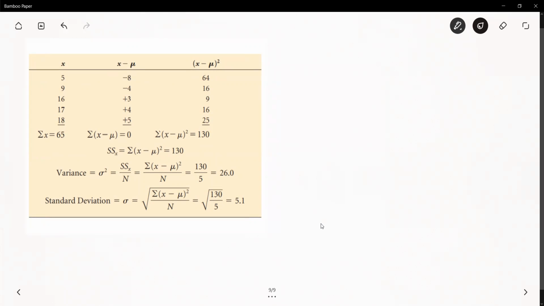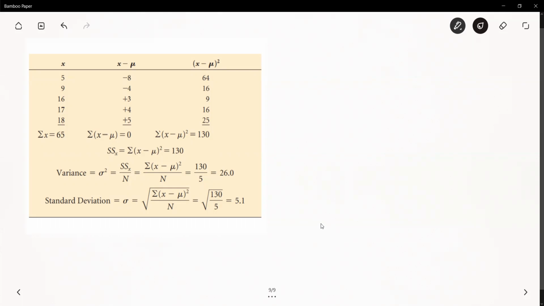So 5, 9, 16, 17, and 18. These are our values. If you try to find the mean of these values, the total is 65, and if you divide 65 by 5, it becomes 13. So mean is 13. Now x minus mu, so 5 minus 13 is minus 8. Then x minus mu whole square, and the summation of (x minus mu) whole square divided by n: 130 divided by 5 is 26. And if you find the standard deviation, it becomes 5.1.